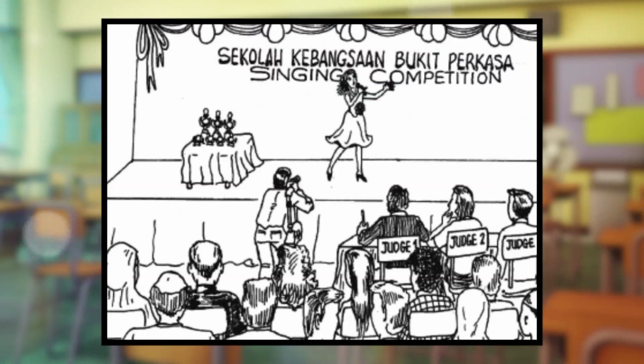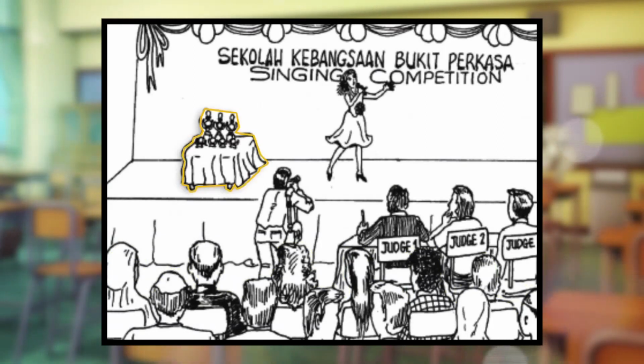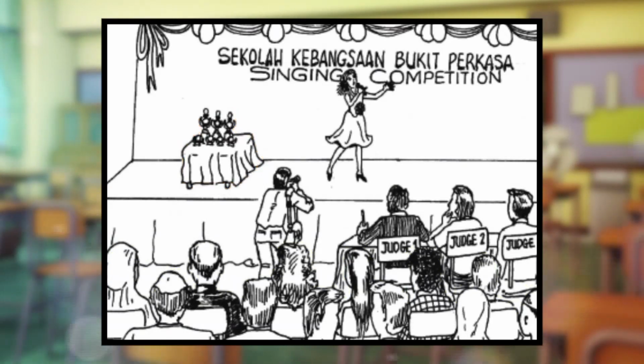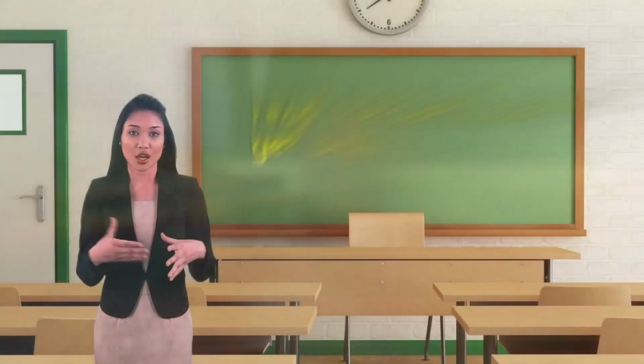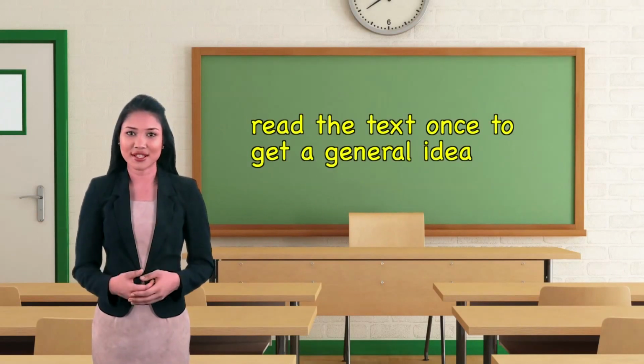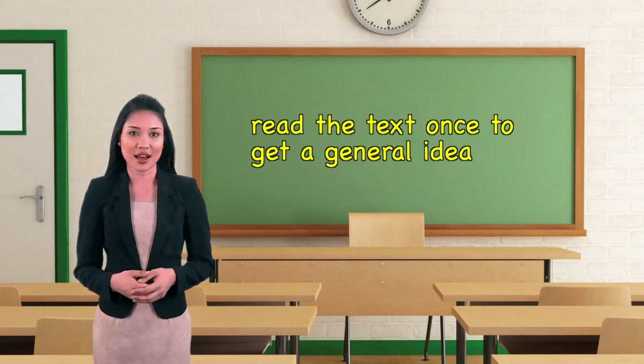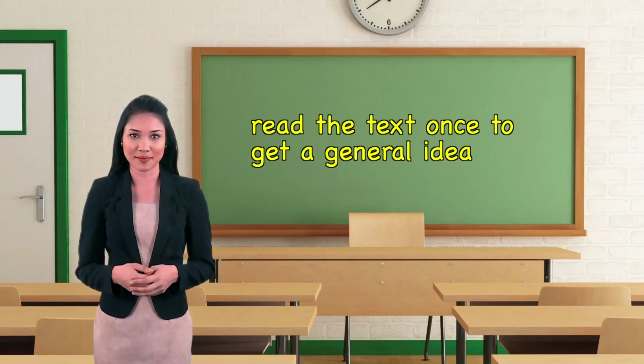So we know that this is a school event. There are many people watching the performance. I think I can also see some prizes on stage. There's also a photographer taking pictures of the contestants singing. Try to remember these elements because they are going to help you answer the questions later. Read the text once to get a general idea. It's always important to go through the text once. This is to help you get a general idea and to understand the text better.